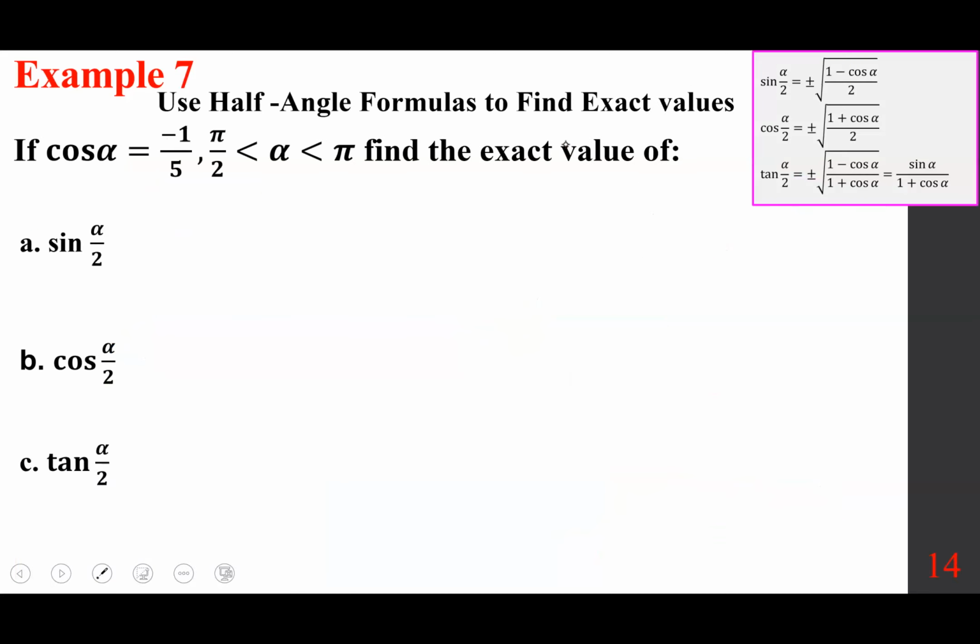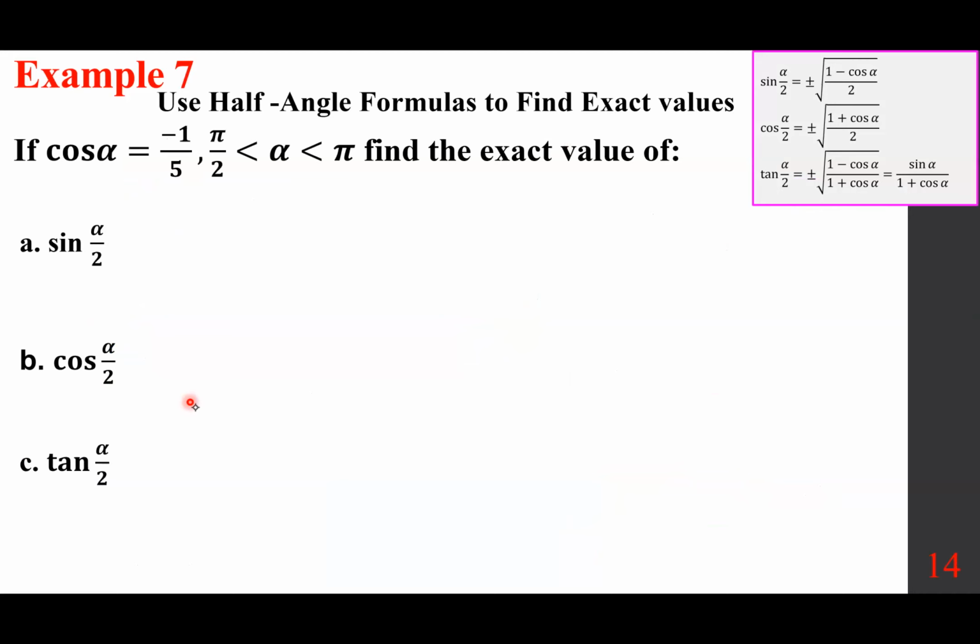All right, we are going to move on. Cosine is given as negative 1 over 5, and alpha is between pi over 2 and pi. And we want to get the sine, cosine, and tan, all of them, of alpha over 2.